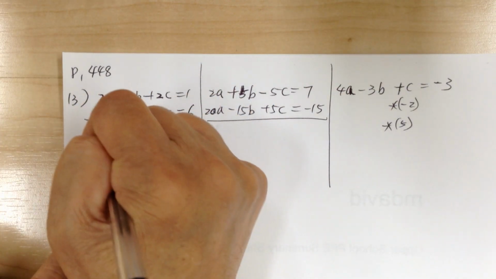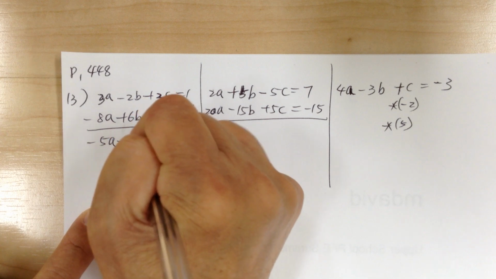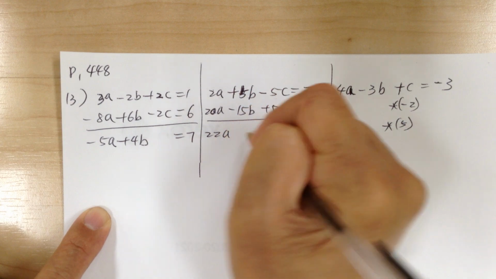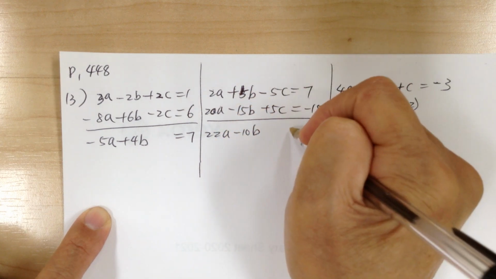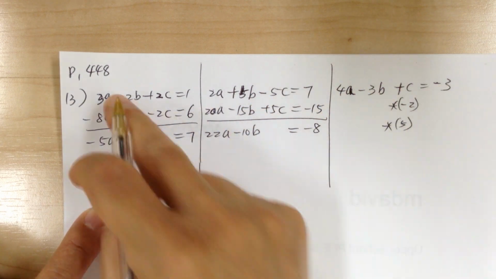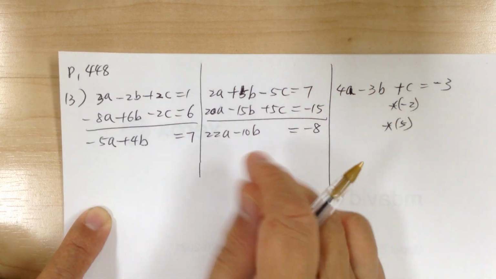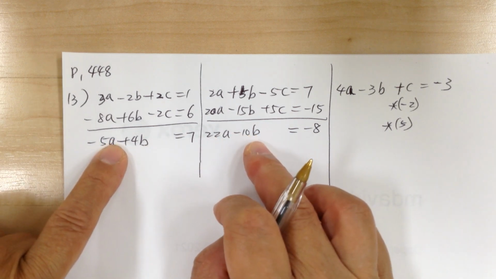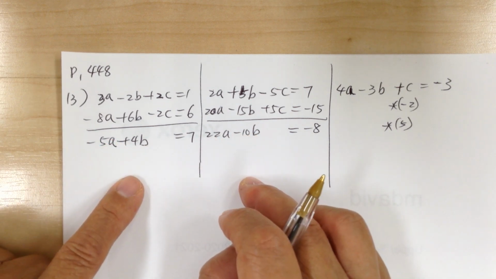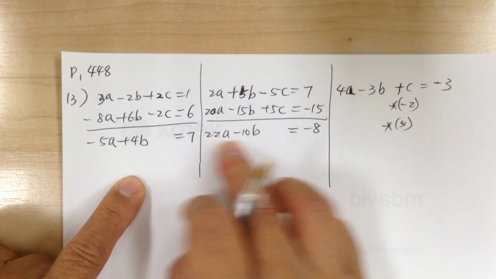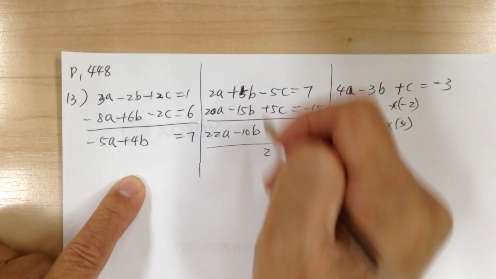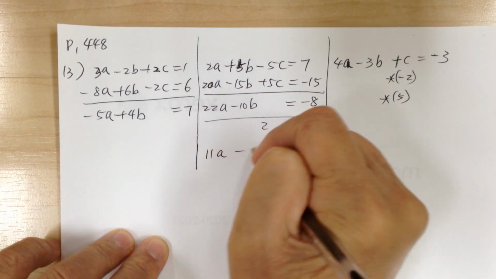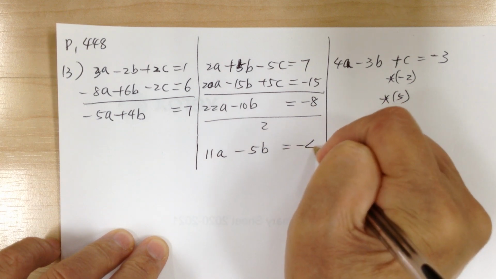When you add, you get negative 5a plus 4b equal to 7. And this one, you're going to get 22a minus 10b, again the c cancels out, equal to negative 8. So you can go from 3 equations, 3 variables, to 2 equations, 2 variables. Now you have to use these two to eliminate your next variable. Since all these are multiples of 2, I'm going to divide everything by 2 to lower my numbers so it's easier to solve. So it'd be 11a minus 5b equal to negative 4.